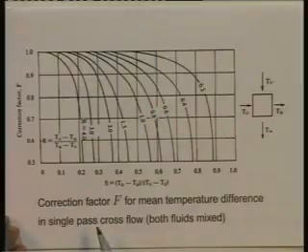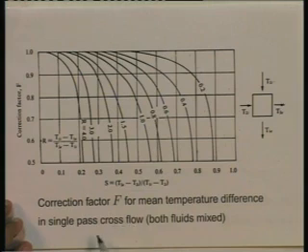And then finally, here are the results for correction factor F plotted for mean temperature difference in single pass cross flow for the case of both fluids mixed. Similar results, but of course, numerical values are different. So, depending upon which cross flow case you have, you will go to the appropriate figure and read off the values of F. That is the point I want to make. We will do a numerical example, so that you will be able to learn how to use these graphs.